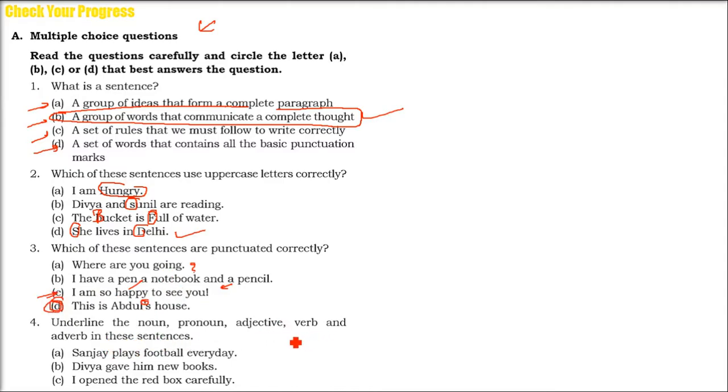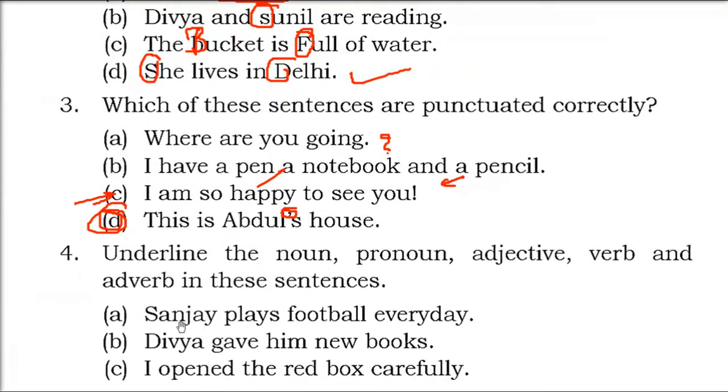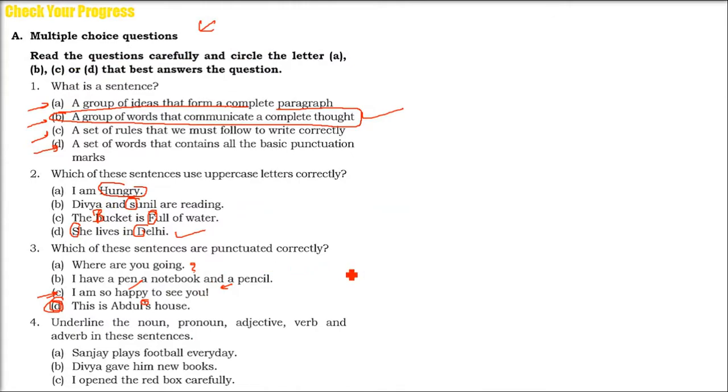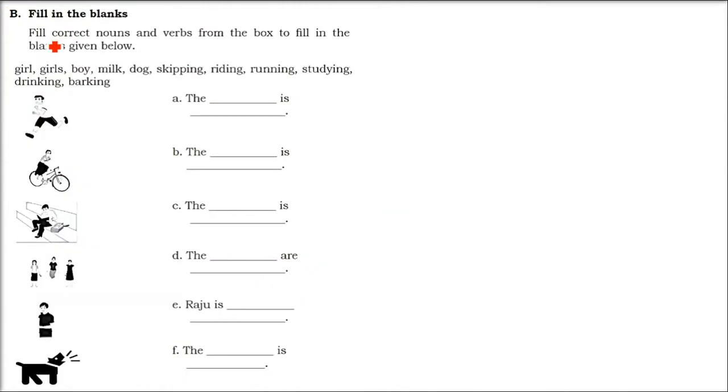Underline the noun, pronoun, adjective, verb and adverb in these sentences. Okay, the first one I'll do for you. See, Sanjay is a noun. Plays football every day. Football is a noun. Plays, some action is going on, is a verb. How often? Every day. That is, it's an adverb. Sanjay plays football every day. So I'm leaving the other two for you.